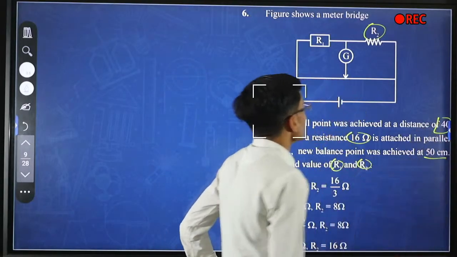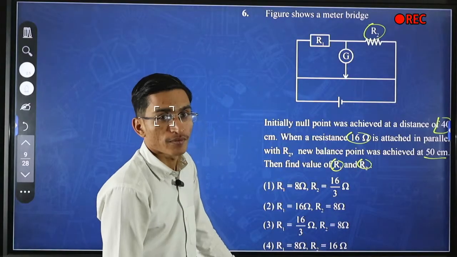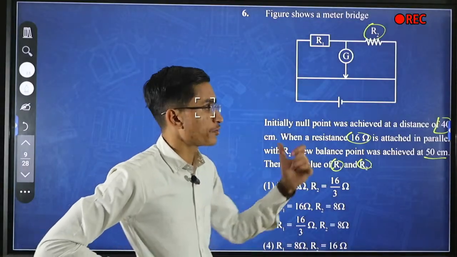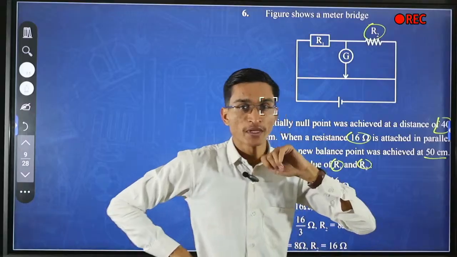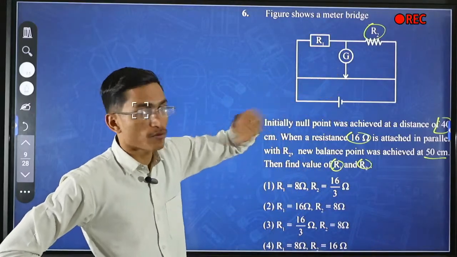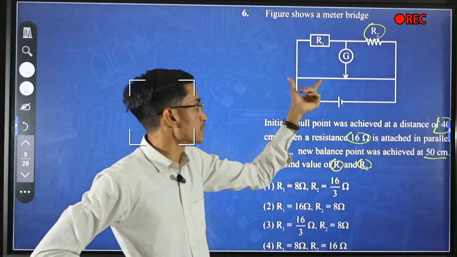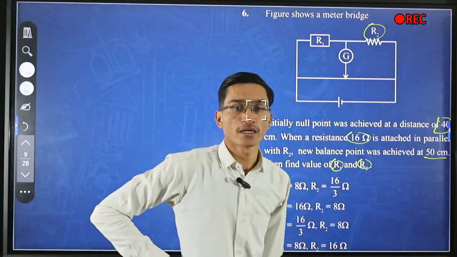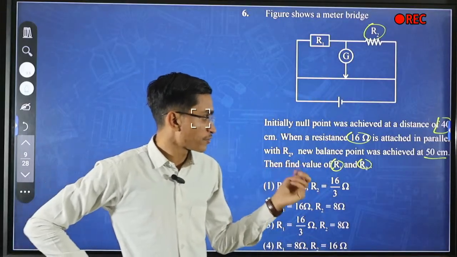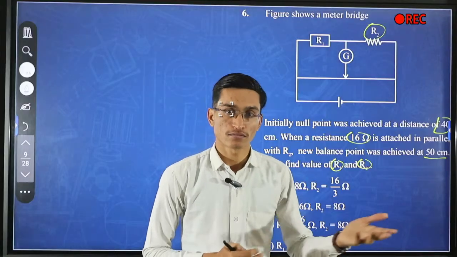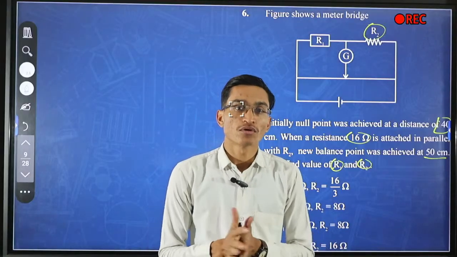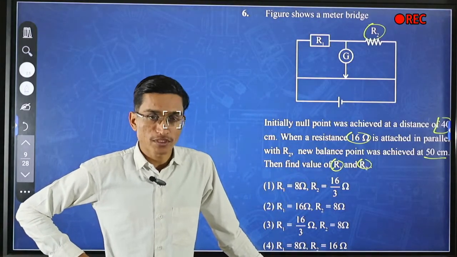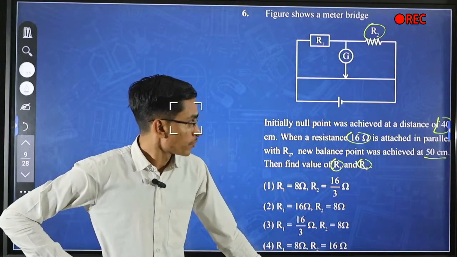So friends, here is another question from meter bridge. If you watch the previous video, the paper of 21st January second shift, there was also the same type of question of meter bridge, but in that case we had to find the balancing length, and in this question we have to find resistance. So you can see that some questions are repeatedly asked by NTA. My suggestion is that you should solve the previous shift papers.